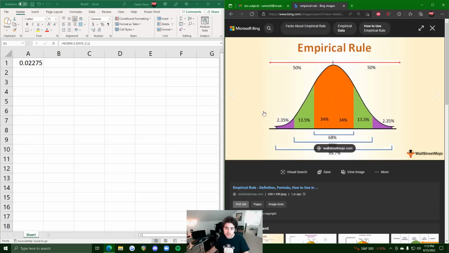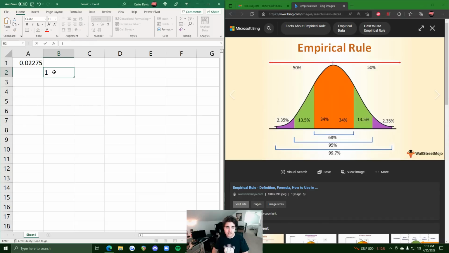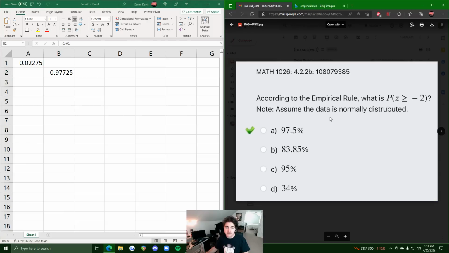So rather than have this value here, we're going to do 100% minus that value. Let me enter it as a function: 1 minus A1 gives us this 97.7%, which is 97.5, I suppose. And so that's pretty much the idea here.